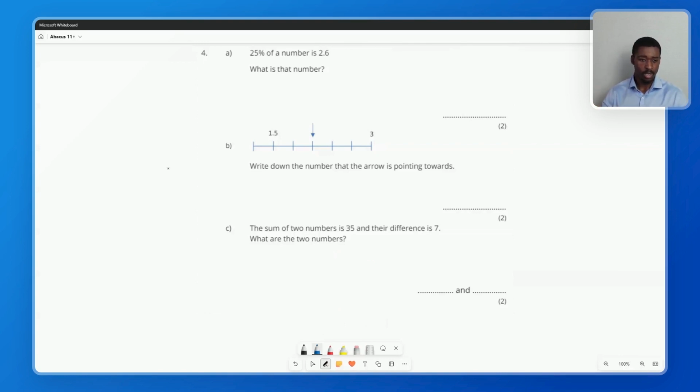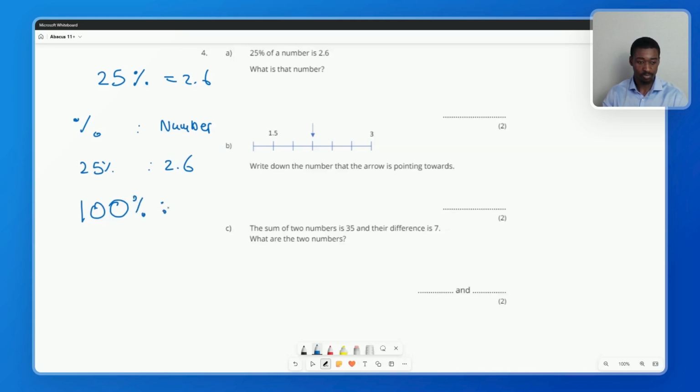What is that number? So here, let's just use our basic understanding of percentages and just use a bit of ratio knowledge. So 25% is 2.6. So here we have percentage, and then we have number. Well, if 25% is 2.6, then we want to work out the full number, which is going to be 100%.